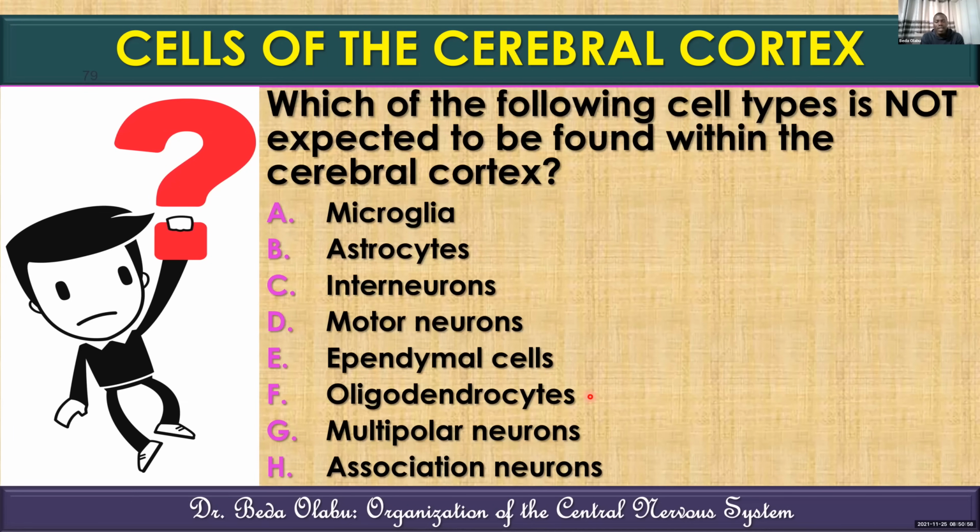Oligodendrocytes help in myelination, so they're also in the cerebral cortex. Because remember, even if you're saying the cortex has cell bodies of neurons, those cell bodies must have axons arising from them, and those axons are still myelinated, depending on the location of that cell body. Ependymal cells are the ones not expected to be within the cerebral cortex.